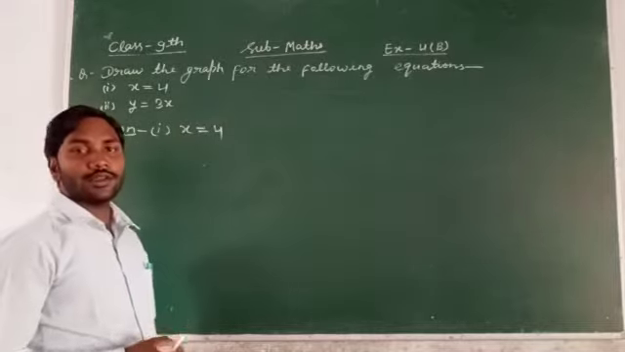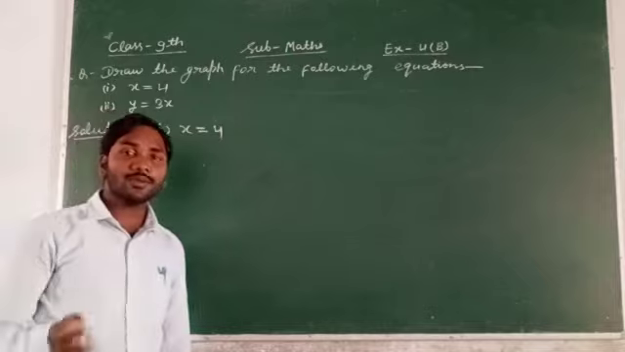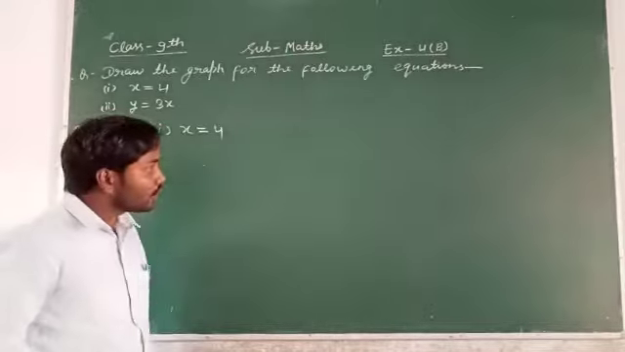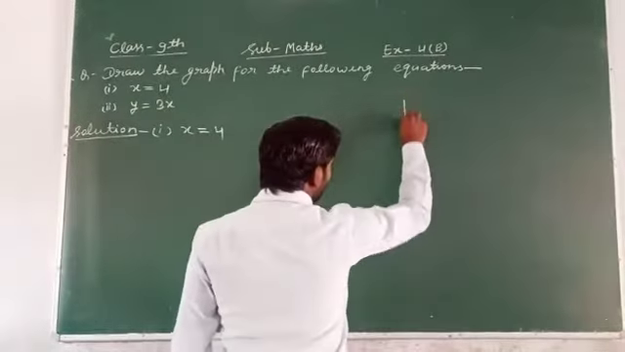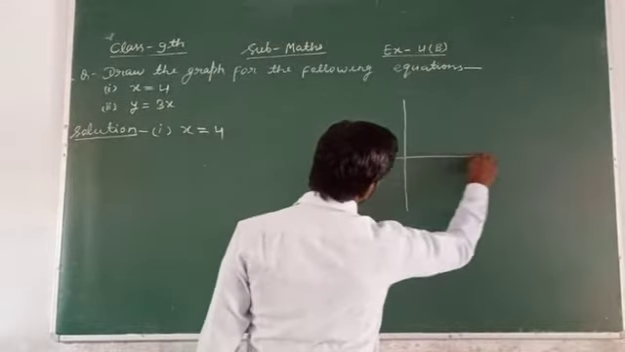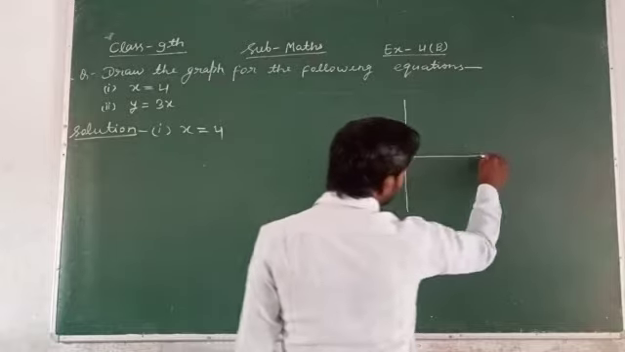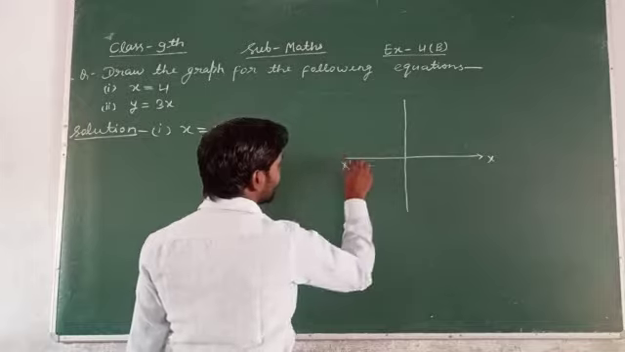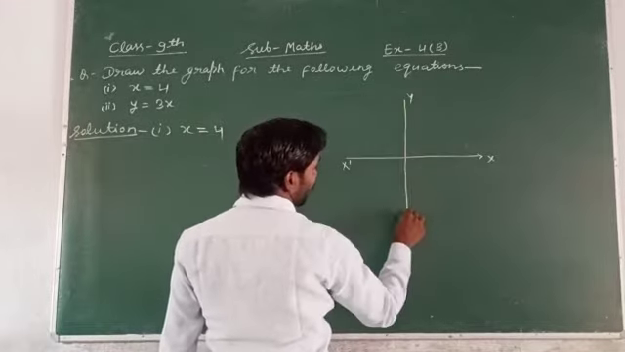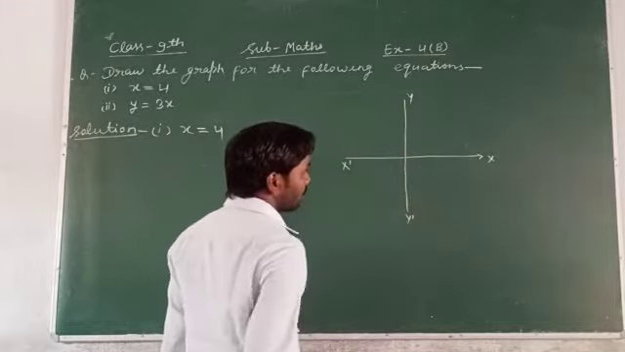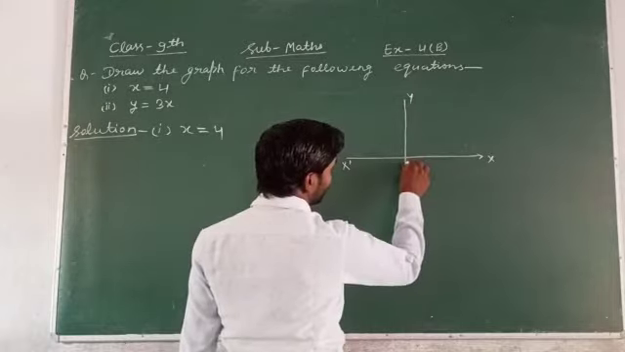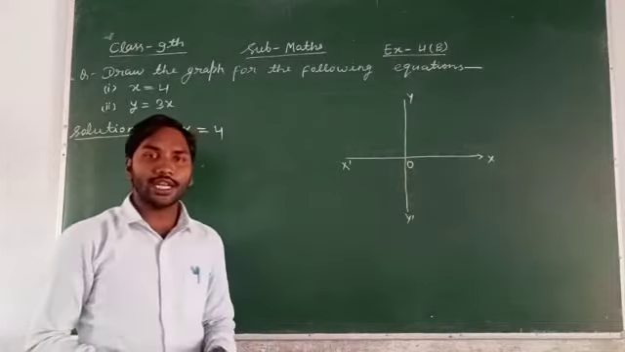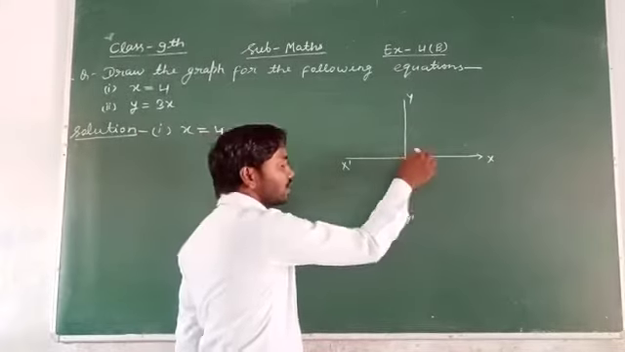So for drawing the graph, we should have some knowledge of coordinate geometry. As you know about graphs, this is the x-axis. We represent this as x and here x dash, and this one y and y dash. We consider this point as the origin, so we represent this as O, and the coordinates for this origin are 0, 0.